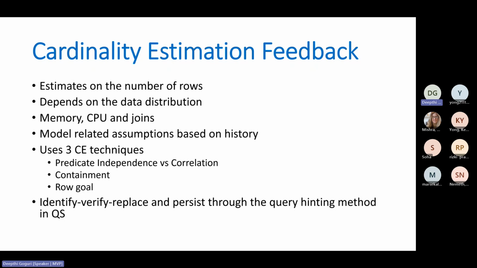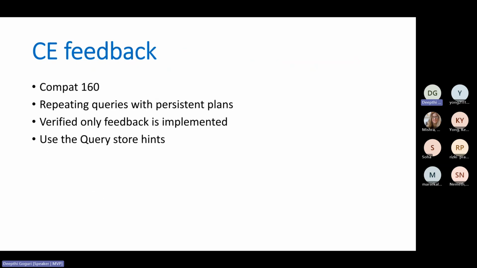You can check that hint on your query plan, which shows the cardinality estimate hint that it has put in automatically. That's how the cardinality estimate feedback works. All you have to do is make sure that you have updated the compatibility level to 160, and then it will always do the feedback on the repeating queries with persisted plans. To make that happen, the plans should not change too much, and the query should be repeated all the time. These are the queries that the cardinality estimate feedback is focused on.